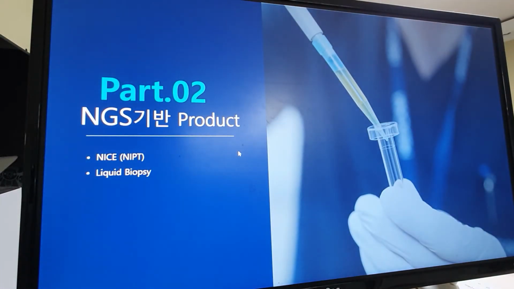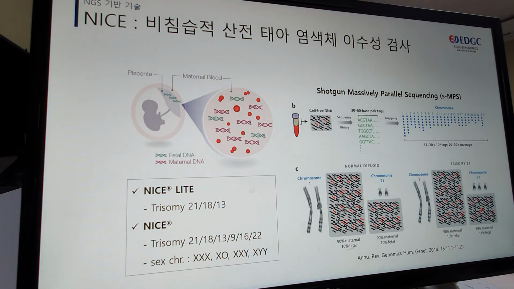And the second part is NGS. NGS means next generation sequencing. So by this technology, we can easily get our whole genome data. So in our company, we are doing two major kinds of things using NGS technology. One of them is NICE. NICE is our company product name, and this is the NIPT, non-invasive prenatal testing.